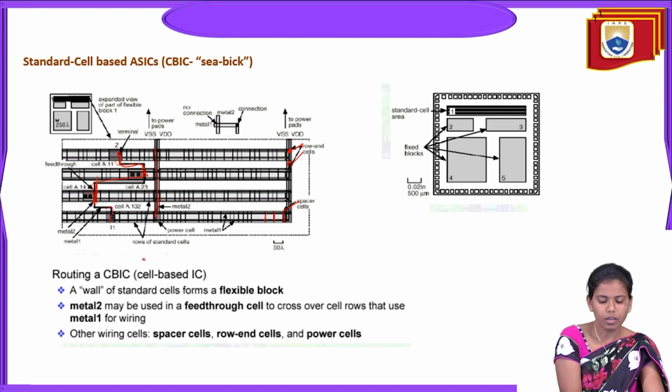And you can see here rows of standard cells. These are the standard cells. These are the rows of standard cells. And if you observe here, we could see the routing, the placement and routing takes place. Okay. So this is part of flexible block 1.